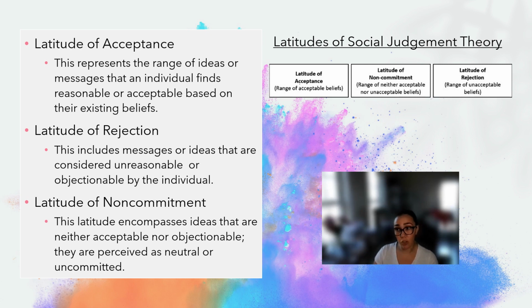This is a little interesting because the latitude of non-commitment, as defined, says the latitude encompasses ideas that are neither acceptable nor objectionable. They are perceived as neutral or non-committed. So that might be somebody who has a little bit of knowledge of credit and everything is working for them in their credit score, but they're still a little neutral. They're open, but you may or may not persuade them. They really don't care. It could go either way. It's not the end of the world for them.